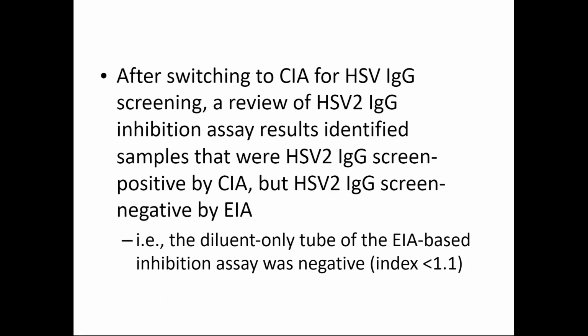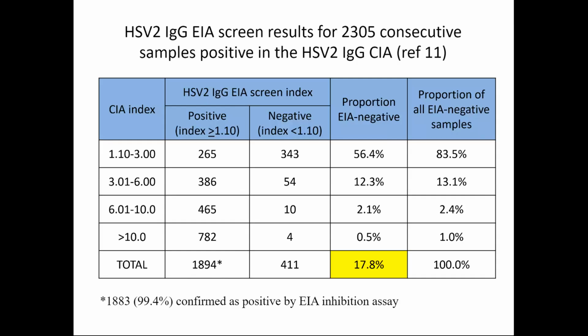So after we switched to CIA for HSV IgG screening, a review of the inhibition results identified samples that were HSV-2 IgG screen positive by CIA, but HSV-2 IgG screen negative by EIA. In other words, the dilution-only tube of the EIA-based inhibition assay was negative with an index of less than 1.1. Well, we then decided we need to look at this a little more carefully.